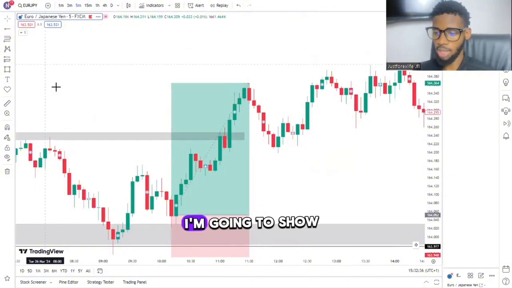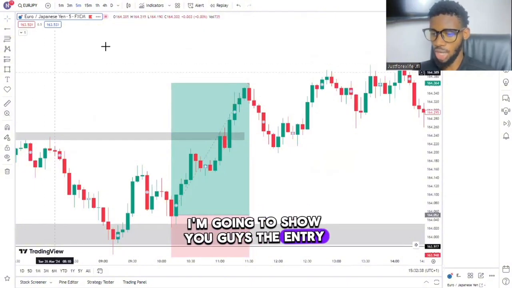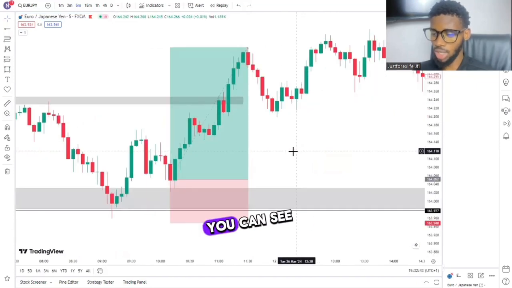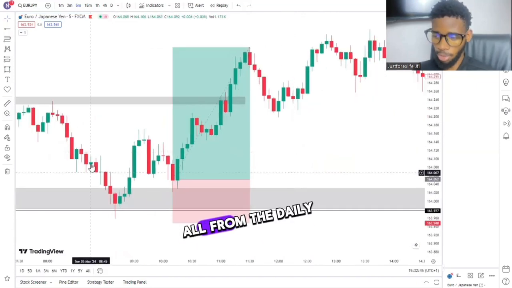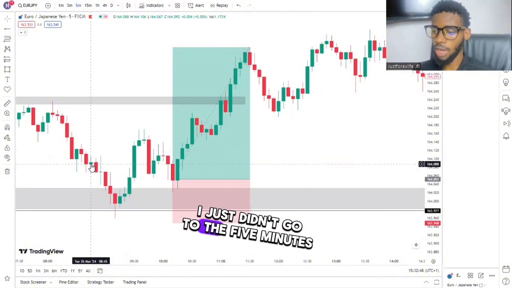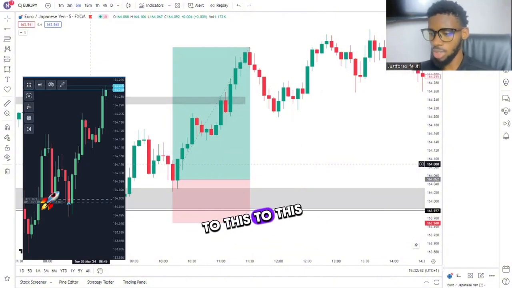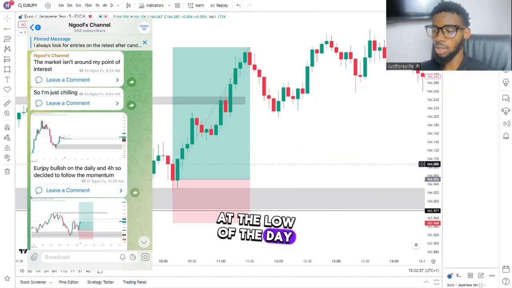When I'm editing this, I'm going to show you guys the entry and when I called it on my Telegram also. And that's just it. You can see how simple the approach is, all from the daily to the 5 minutes. So I didn't just go to the 5 minutes and start looking for entries and waiting for this to this to this. No, I knew what I was waiting for. I knew I wanted to take a trade at the low of the day. I wanted to ride it to the upside, and that's exactly what I did.